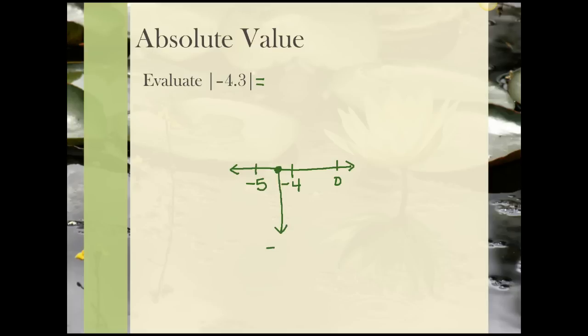I want to know the distance from 0. How do I get from 0 to negative 4 3/10? The absolute value of negative 4 3/10 is simply 4 3/10 units, or 4.3. Absolute value applies to fractions and decimals in the same way that it does to whole units.